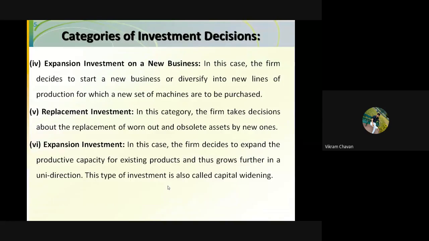Then replacement investment. Some of the machineries or some of the assets of a company are older than the present scenario.